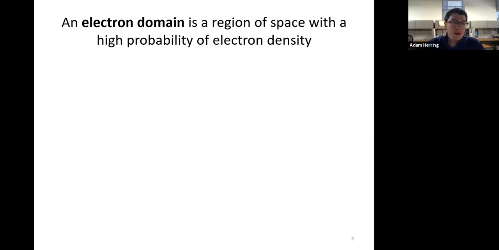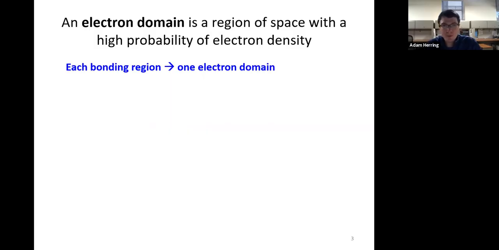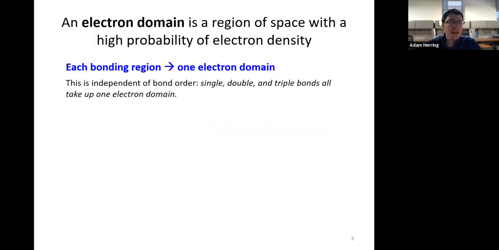So let's begin by talking now about what we call an electron domain. An electron domain is a region of space that has a high probability of electron density. This is where you might expect to find electrons. Each bonding region is an electron domain, and this is independent of the bond order. So single bonds, double bonds, and triple bonds each make one electron domain.